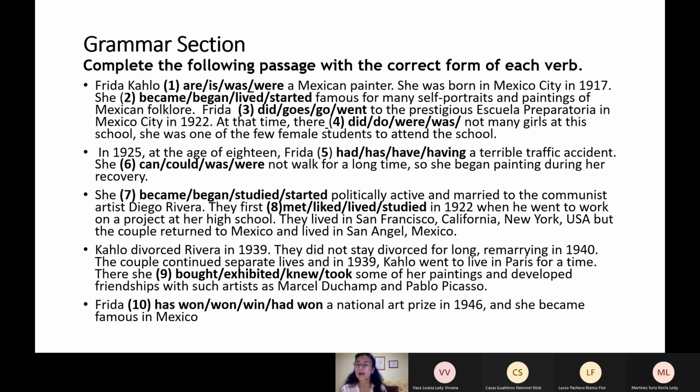Hammer, can you hear me? Yes, teacher. Continue reading the last paragraph, Hammer.